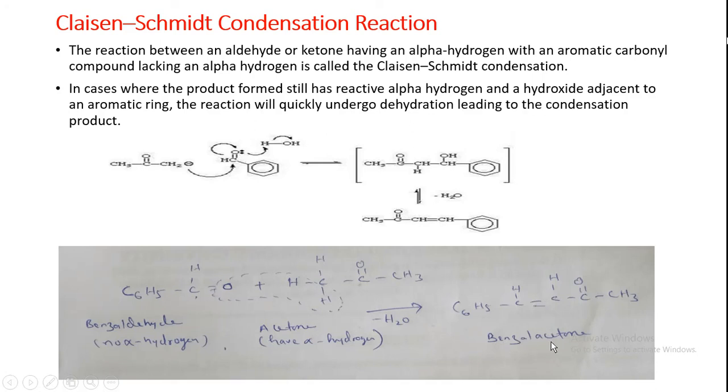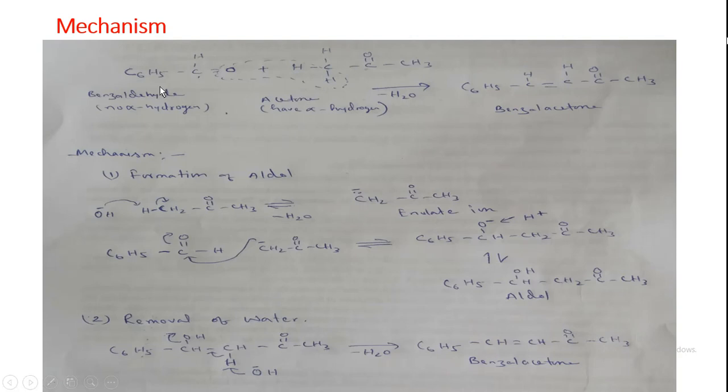So let us see the mechanism. The mechanism is very simple. There are two steps: step 1, formation of aldol, and step 2, removal of water. The same reaction is given for the mechanism. You see benzaldehyde with no alpha hydrogen, then acetone with alpha hydrogen, so it is giving this one.